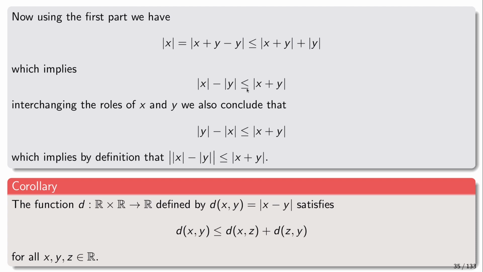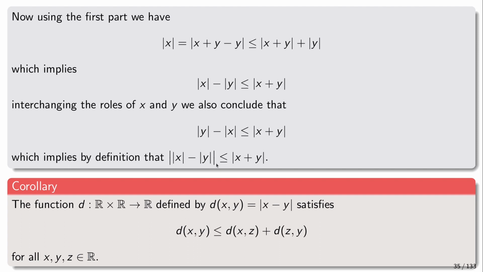But x and y are absolutely arbitrary numbers, and there is absolute symmetry in the values of x and y, so just interchanging their roles by the same procedure, we can conclude that the absolute value of y minus x also has to be smaller than this. And again, by the definition of the absolute value, the absolute value of this expression, whether it's the absolute value of x minus y or of y minus x, has to be no bigger than this. So we have proved the second part.